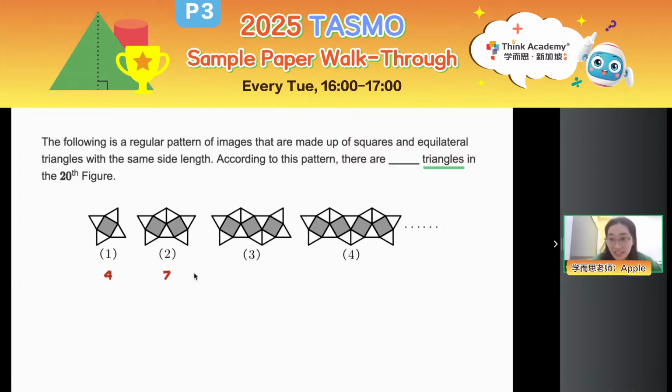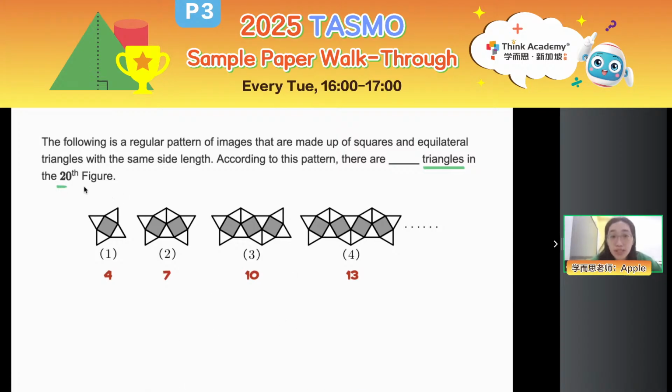Then next one, 7 triangles. Then 10 triangles. Then 13 triangles. So can you find the pattern? Correct. So you see that actually it is like an arithmetic sequence, right? So following this, what is the gap? You always plus 3, plus 3, plus 3.